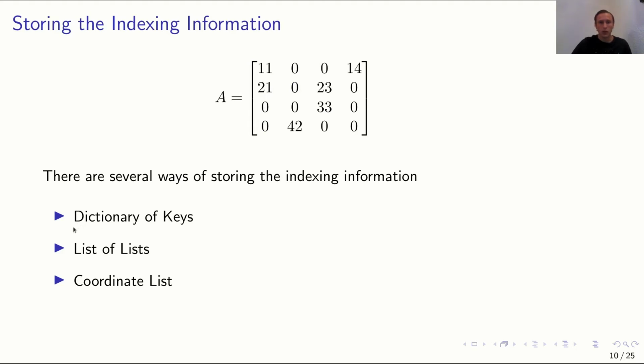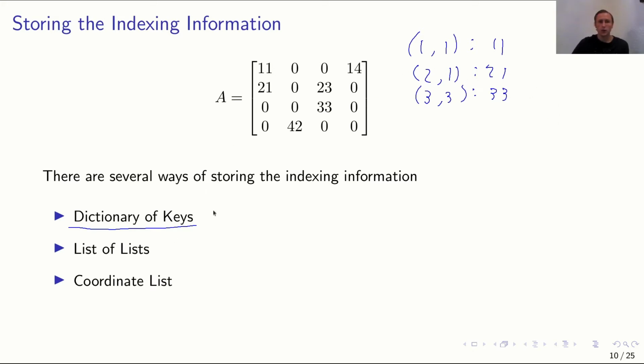So for example, we can store it using a dictionary of keys. A dictionary is just a collection of keys, where in this case, each key is, for example, a row index and a column index, say 1, 1. And then each key is associated with a certain value, in this case, the value 11. Then the key 2, 1, so row 2, column 1, would be associated with the value 21. Key 3, 3 would be associated with the value 33, and so on and so forth.